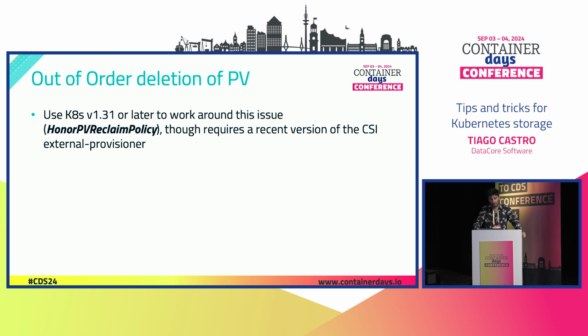While preparing for this presentation, I actually found out that Kubernetes now has a workaround for this, I think under PV reclamation policy. It's stable on Kubernetes 1.31, but it requires a recent version of the CSI external provisioner. So depending on whether your provider has the latest version, it might work or not.